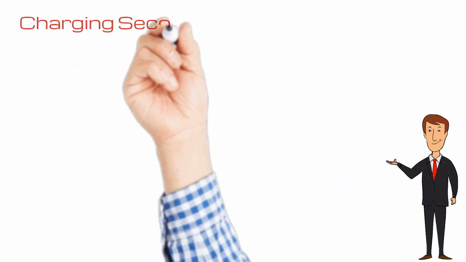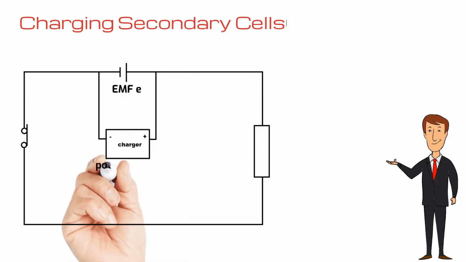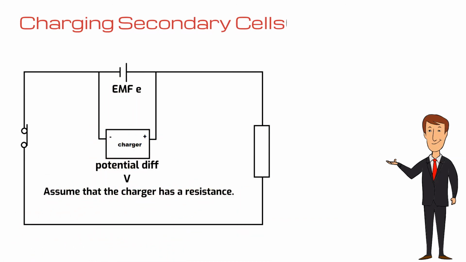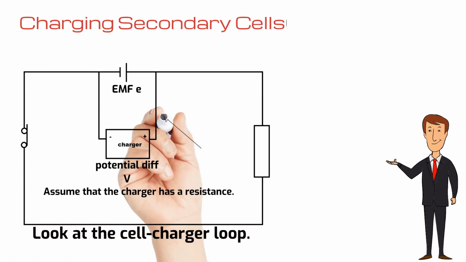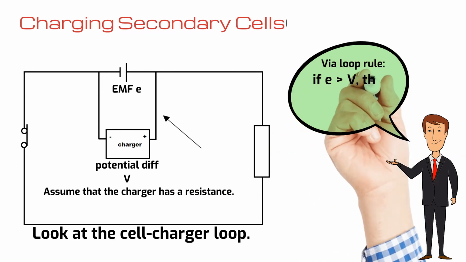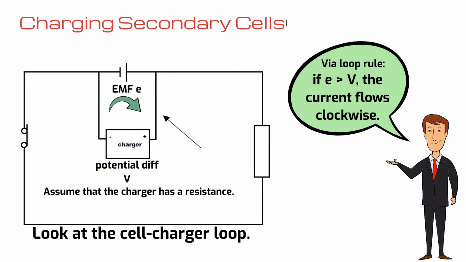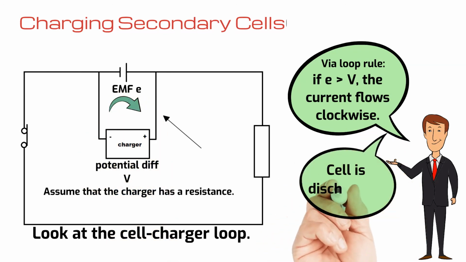Now let's look at charging secondary cells. We're going to attach a charger onto the cell like so. The charger has a potential difference V, and let's assume that the charger has a resistance. We will be focusing on the charger cell loop. According to Kirchhoff's loop rule, if the EMF is larger than the potential difference in the charger, then a current flows clockwise, and in this case, the cell is discharged.